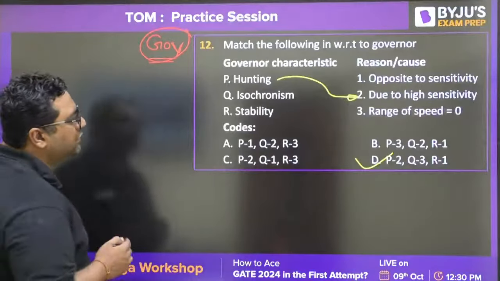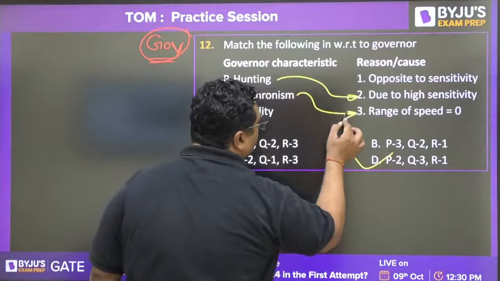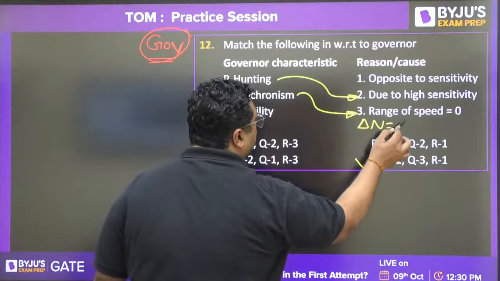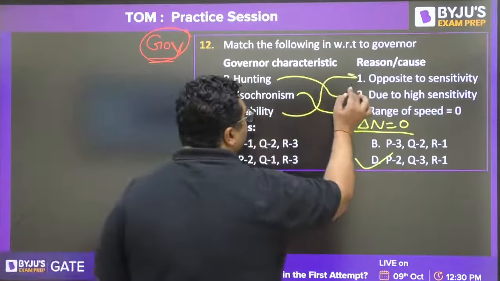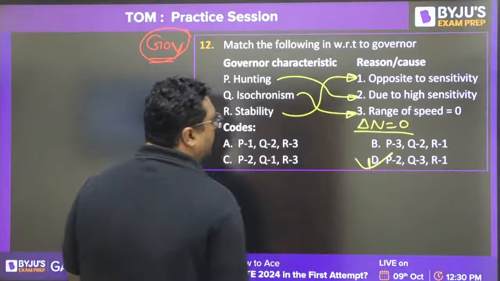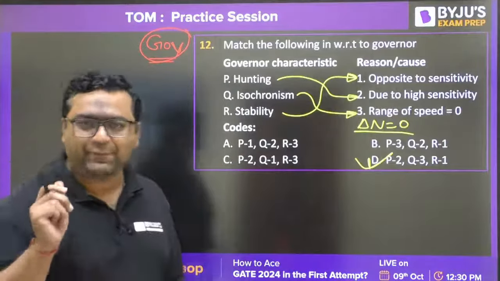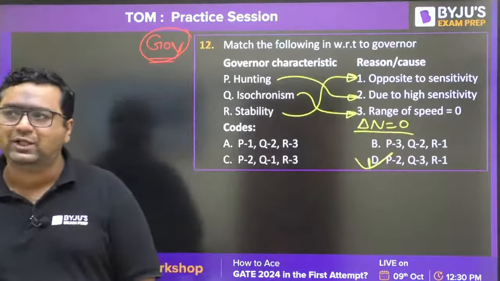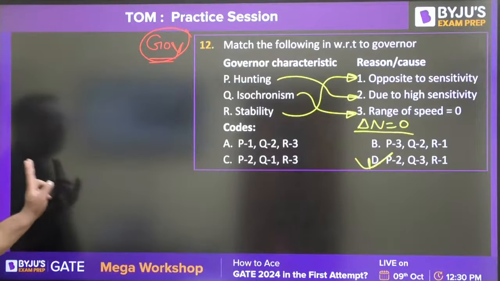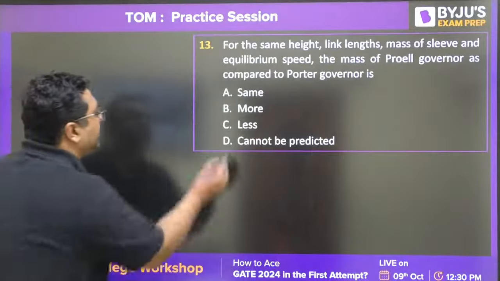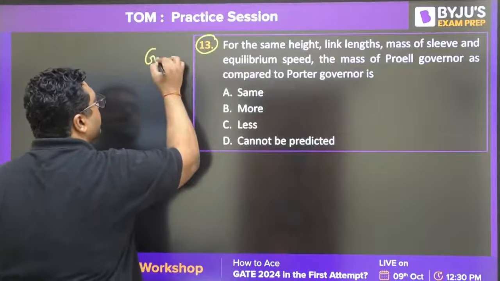Then isochronism means delta N is 0. When delta N becomes 0, it is isochronism. Stability is opposite to sensitivity. So the answer is D. This is the clarity of concept you have, because of which you are able to answer. Wonderful guys. So moving to question number 13 now, and this is once again from the governors.